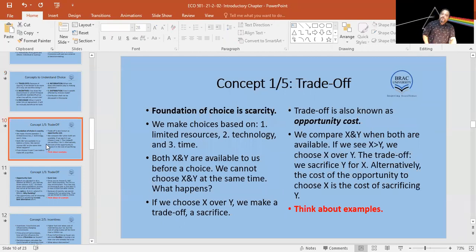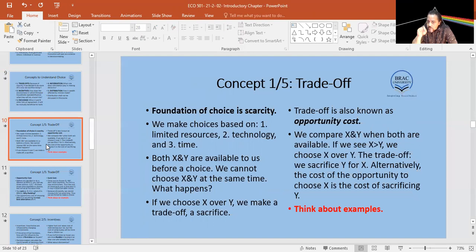The foundation of any choice is scarcity. There are 3 dimensions of scarcity. There's more, but these are the 3 dimensions that we will be using in our course. Number 1, resources are limited. Number 2, technology or the know-how is also limited. Number 3, our time is limited. In the discussion class, I'm going to elaborate on these 3.